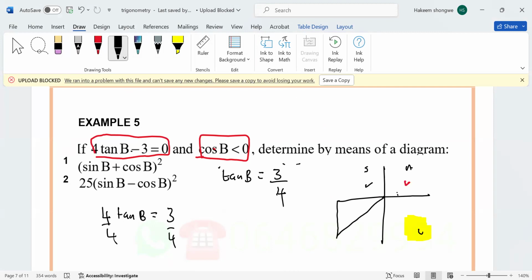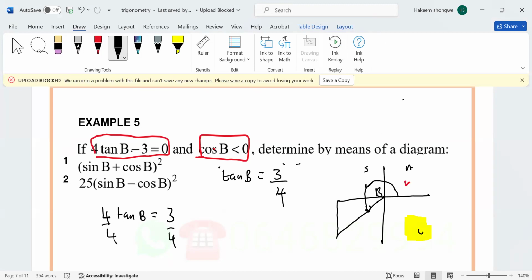And then we tell them, starting from here up until we get here, this is going to be theta. Oh, it's B. Yeah, you're correct. It's B, it's not theta. It's just that I'm used to theta. So this angle here is going to be B.